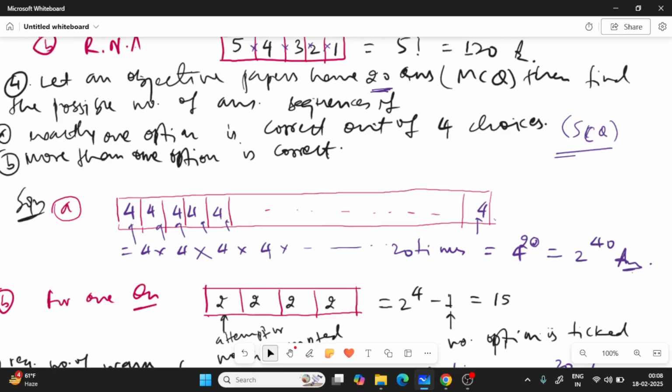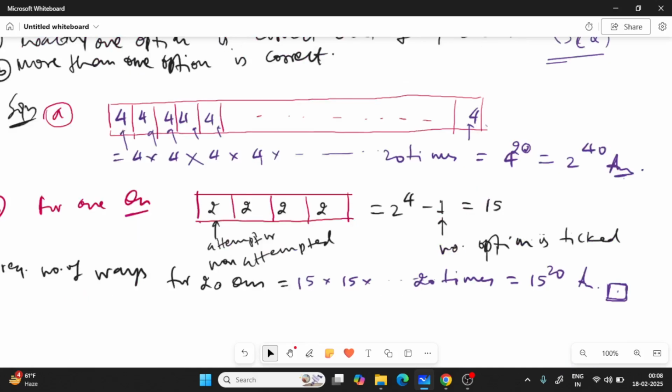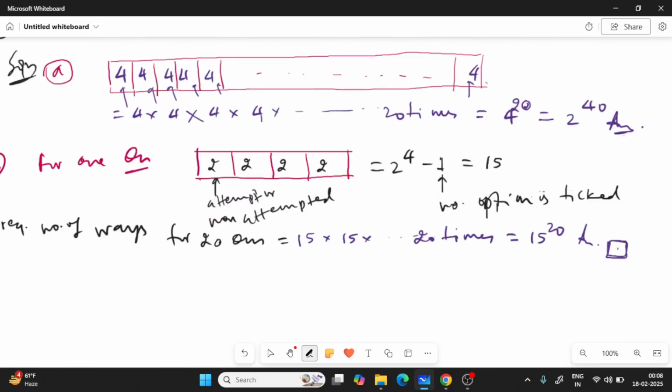And in the second case, he is saying that more than one option is correct. In that case, for a single question to be attempted, you will have 15 ways. How is it? Whenever you take an option, you have two choices: either you mark it, that is, attempt it, or you do not mark it. So for every option you have two choices, that is, 2 to the power 4 choices are there.